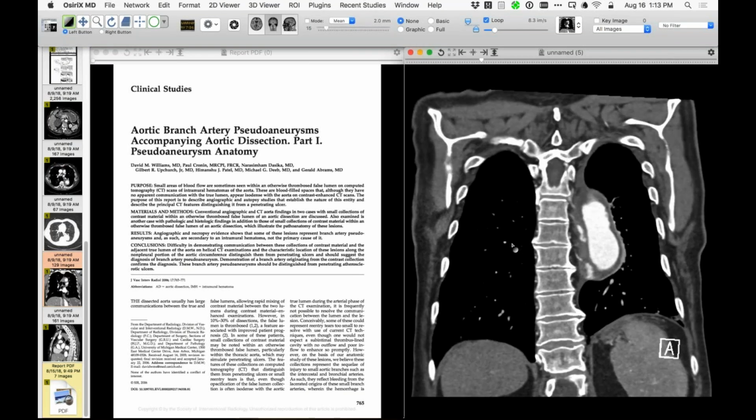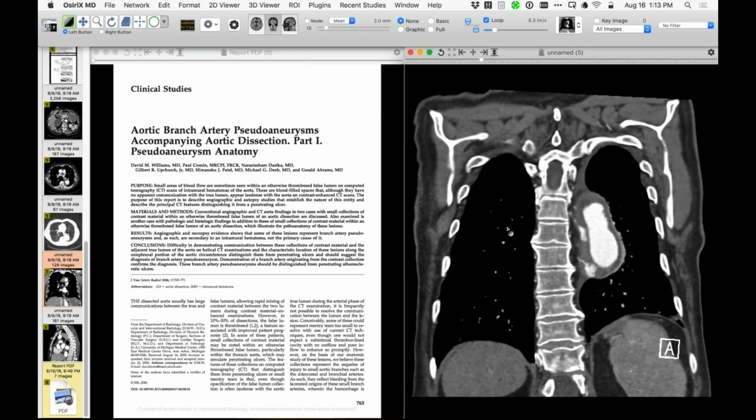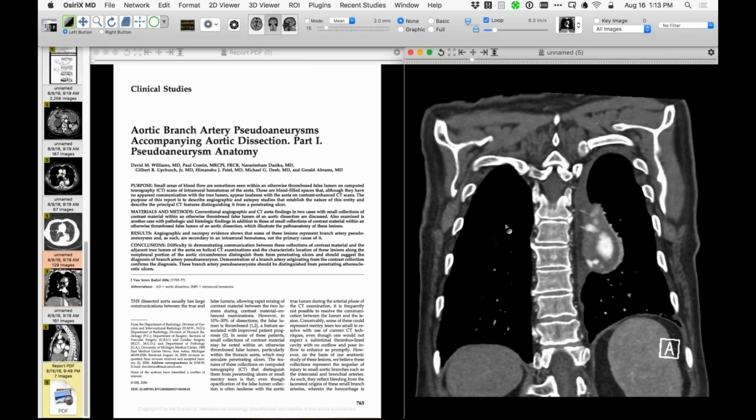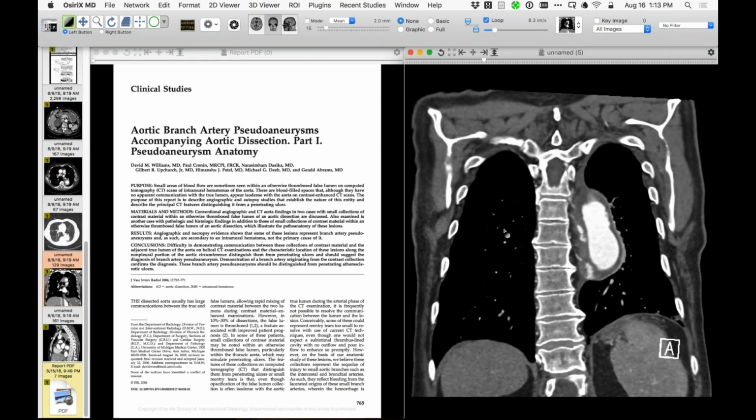Right. They didn't treat this patient. They're actually going to discharge this patient, even though we can see sort of an active process occurring over a couple of days here.